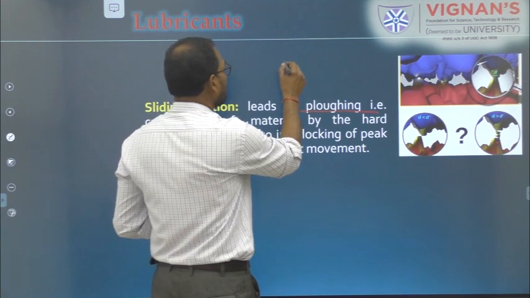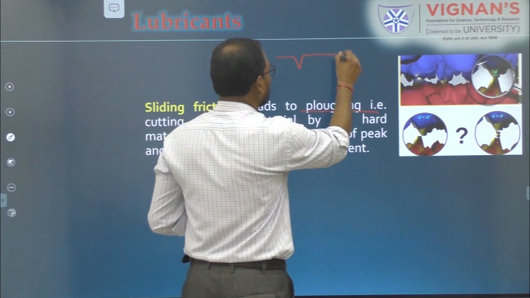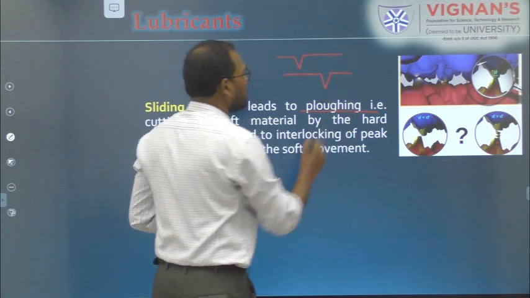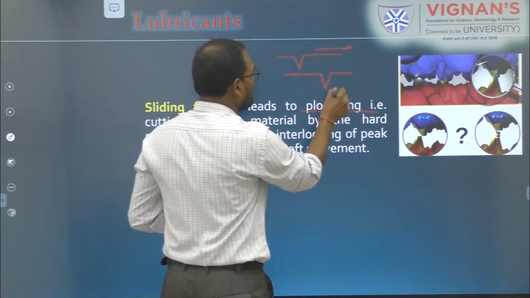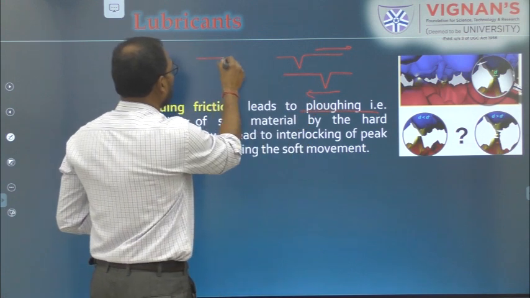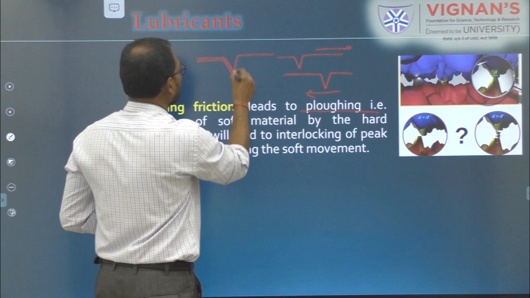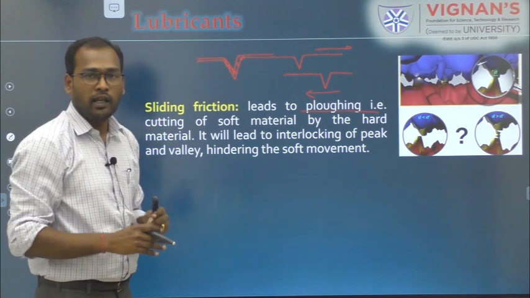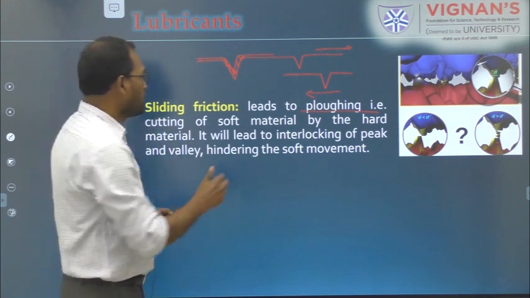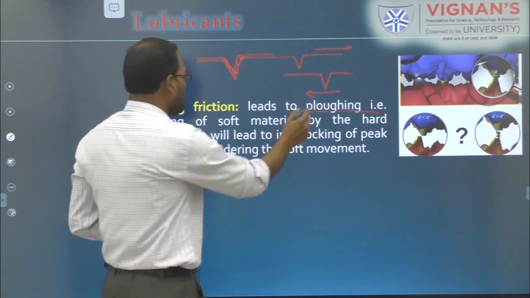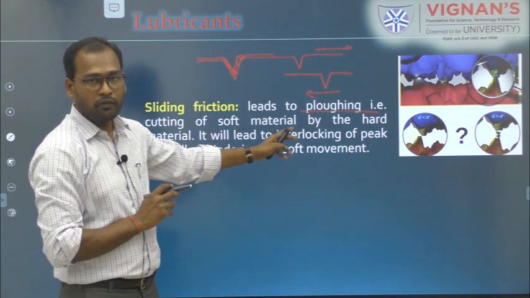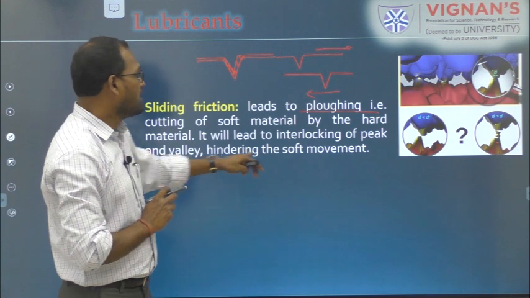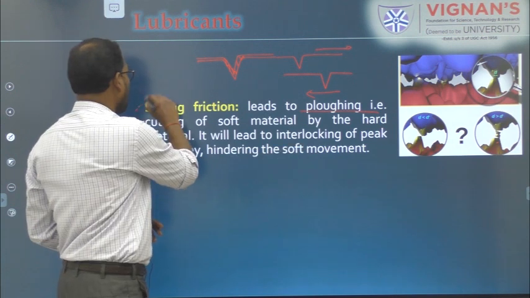So if you have a surface like this, and if you have the other surface like this, when this is going to move and this is going to move, at one point of time, what happens? Both get locked together, and this interlocks the material and the motion will be stopped. Okay, so this can happen because of ploughing, right? So ploughing leads to cutting of the soft material by the hard material, and this will lead to interlocking of the peaks and valleys, hindering the smooth movement, right? So this is sliding friction.